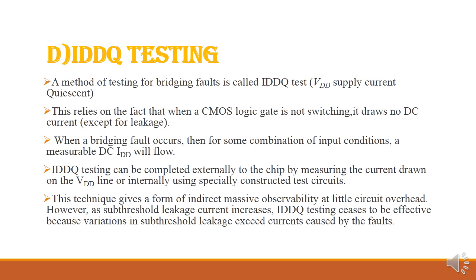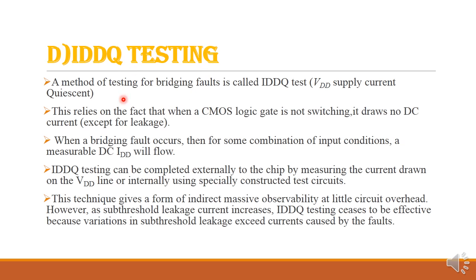The next method is IDDQ testing. This method is used for testing the bridging faults. First we have to understand what bridging faults are. If you have two signals that should not get shorted or connected together, but in some cases they may get shorted or connected together, that type of fault is called a bridging fault.